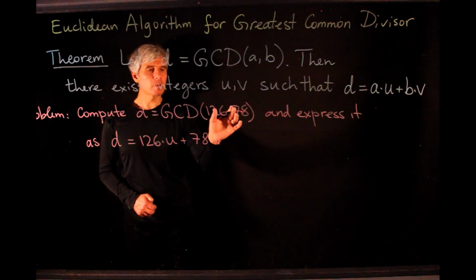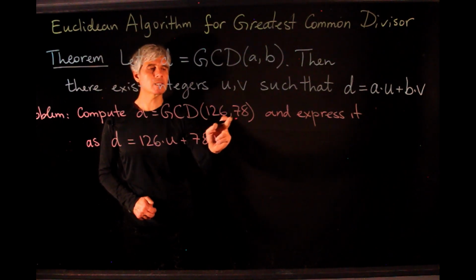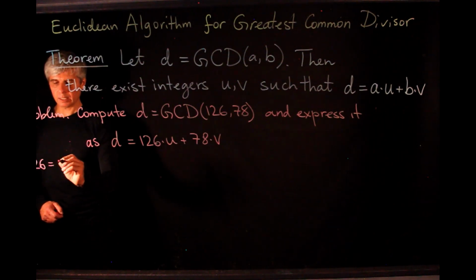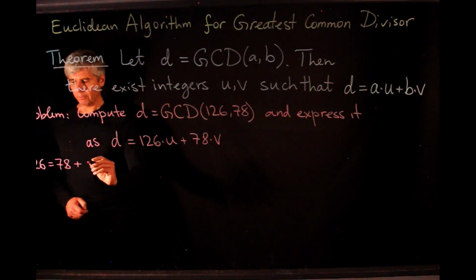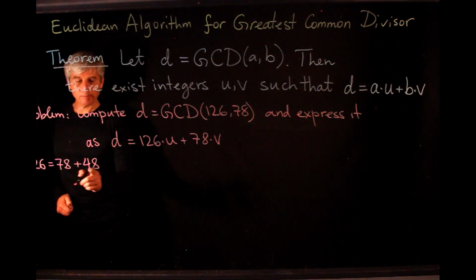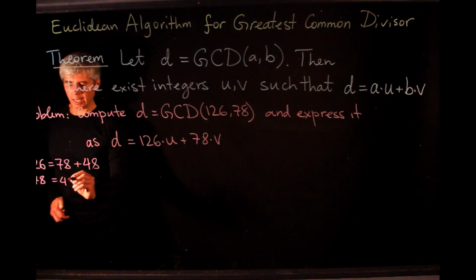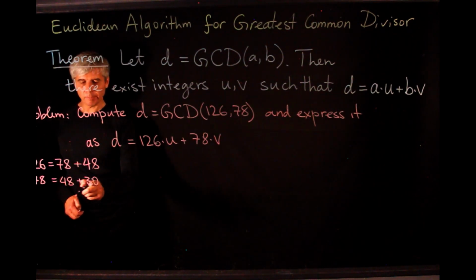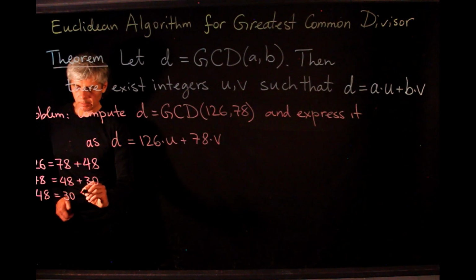So we begin with the standard part of the Euclidean algorithm. This means that we start by dividing 126 by 78 with the remainder. So we have 126 is equal to 78 plus 48. Then we divide 78 by 48 with the remainder. So we have 78 is 48 plus 30. We divide 48 by 30 with the remainder. 48 is 30 plus 18.